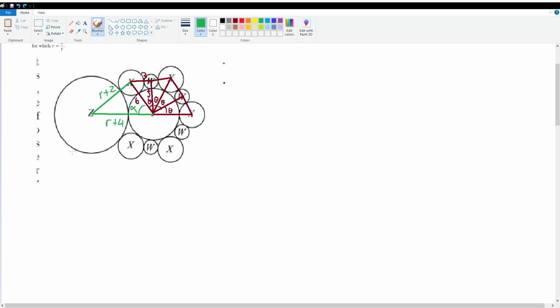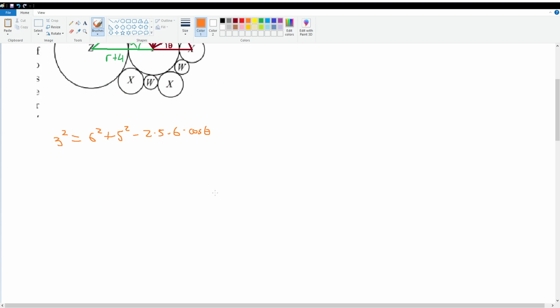So let's use cosine law. It'll be 3 squared equals 6 squared plus 5 squared minus 2 times 5 times 6 times cosine of theta. I'll give you a moment to pause and solve for cosine of theta on your own. And what you notice is that cosine of theta would equal 13 over 25.